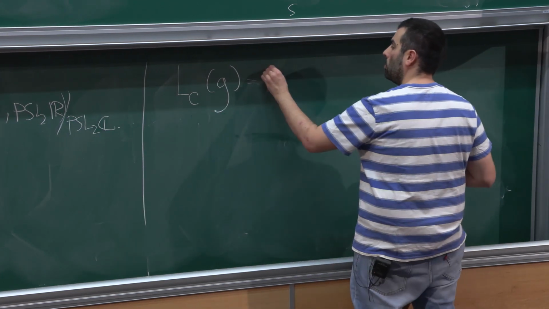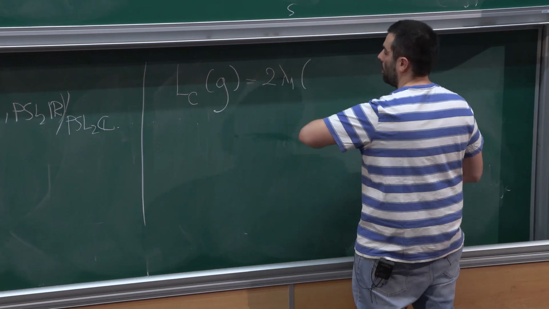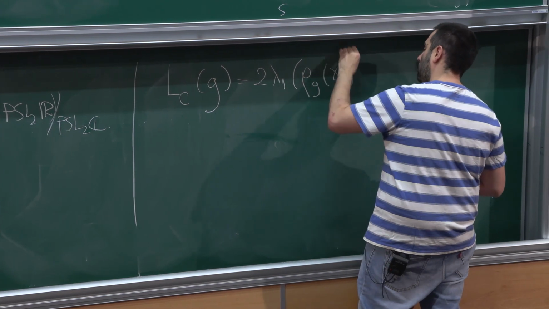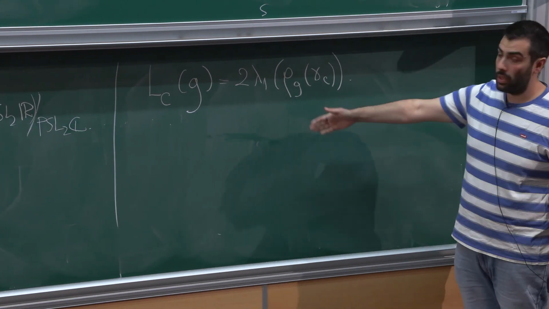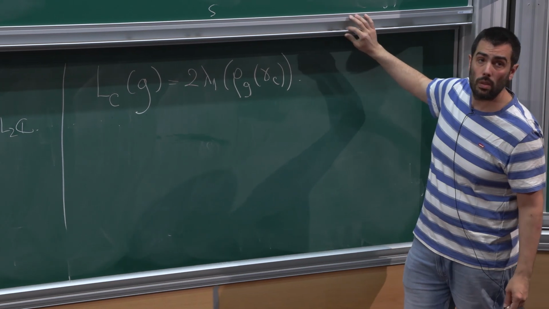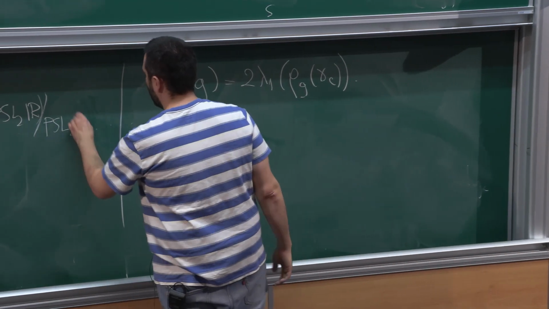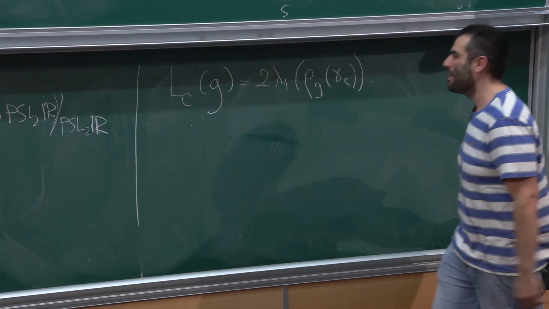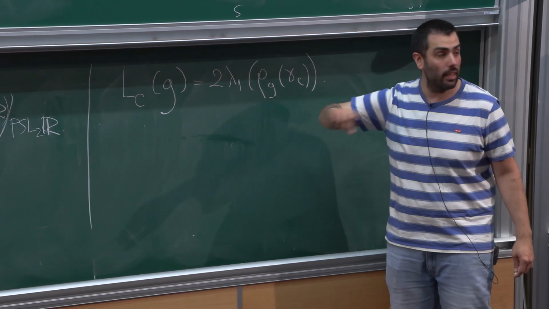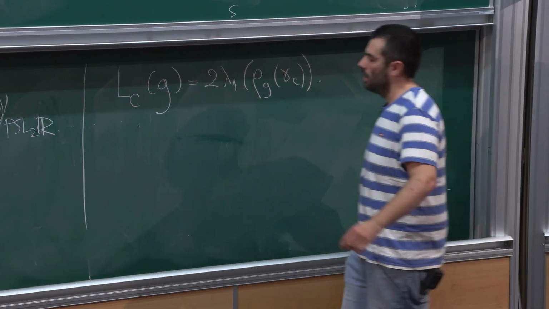So it is 2 times lambda 1 of rho_G of gamma_C, where lambda 1 is the top eigenvalue of this matrix. Leo, I think it's PSL2R. Yeah, sorry. Thank you. So it should be the log of the eigenvalue. Lambda 1 is the log of the eigenvalue. Yeah, sorry, thanks.